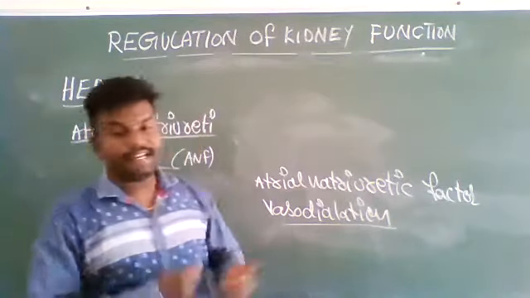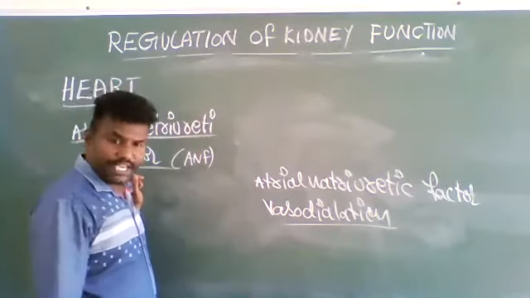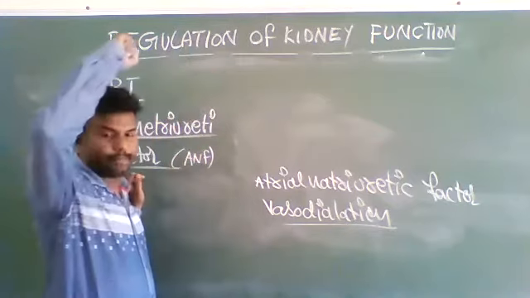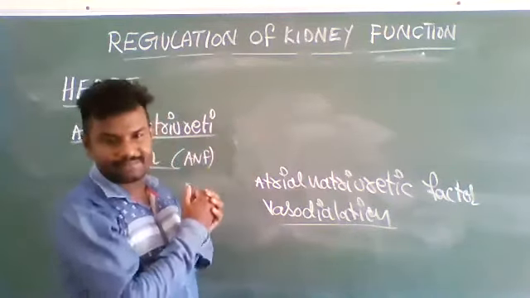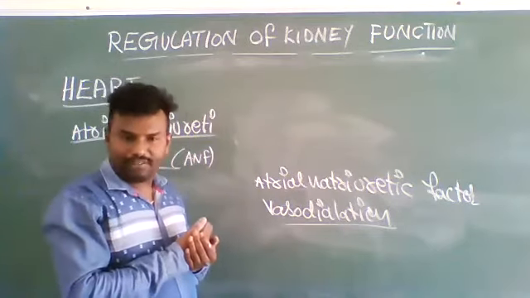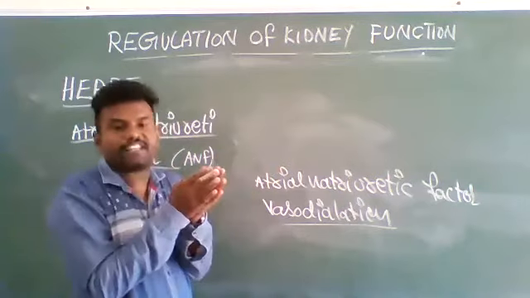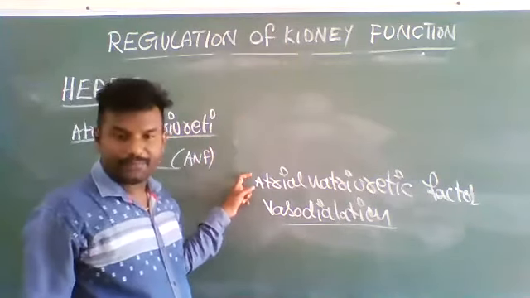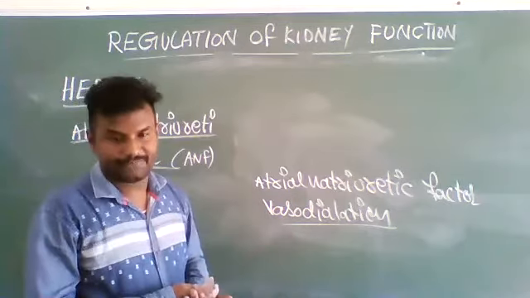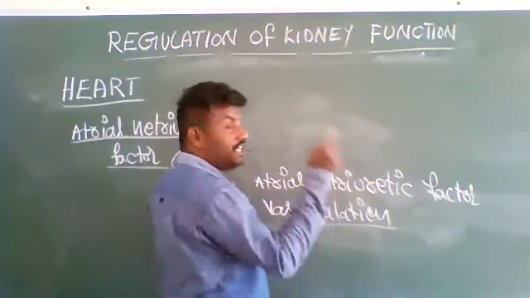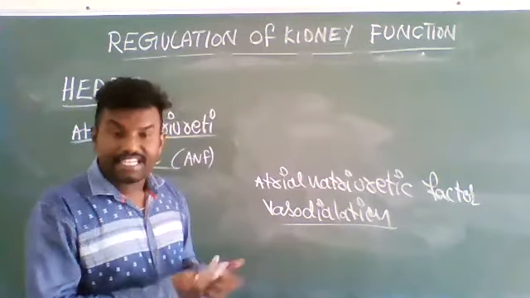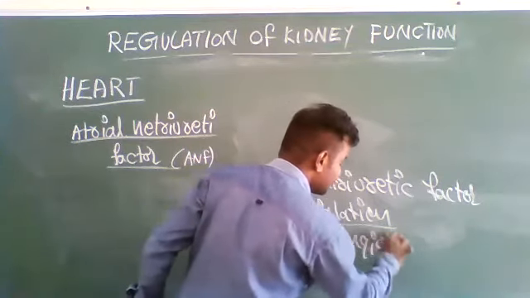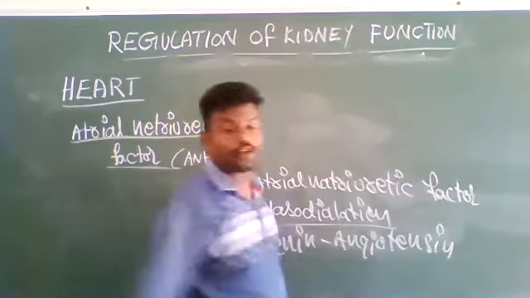Therefore, atrial natriuretic factor acts as a check on the renin-angiotensin mechanism. The renin-angiotensin mechanism increases blood pressure by a constrictive effect on blood vessels, which decreases the diameter of the blood vessels. Then blood pressure is increased. So the atrial natriuretic factor helps in expansion of the blood vessels. Therefore, atrial natriuretic factor acts as a check on the renin-angiotensin mechanism.